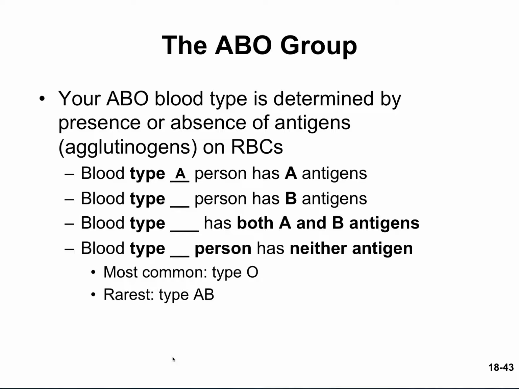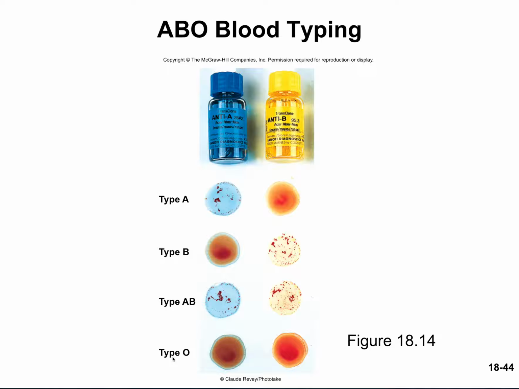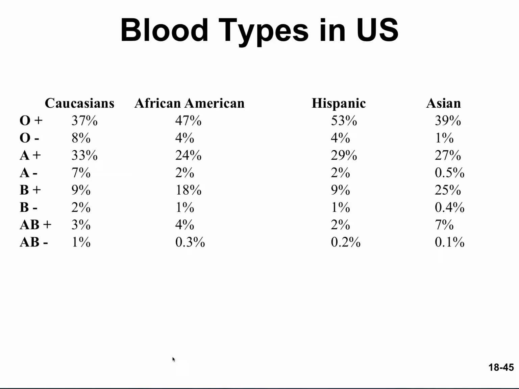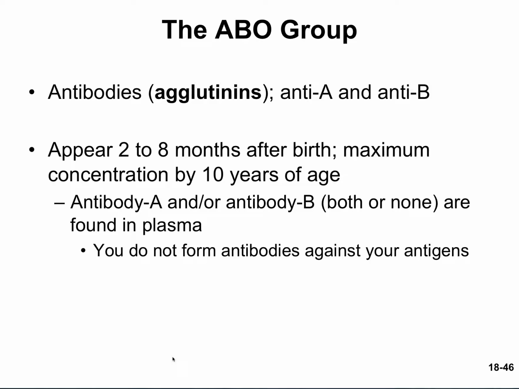A blood type A person has the A antigen. A type B person has a B antigen. An AB person has A and B, and O has neither. If you're blood typing and you put anti-A into type A, you will get clumping. You will also get clumping when you put it into AB, since AB also has A antigens. If you put anti-B, you will get clumping in B and AB, again because AB has B antigens. You will not get clumping in type O because O has neither A nor B. You do not form antibodies against your own antigen.